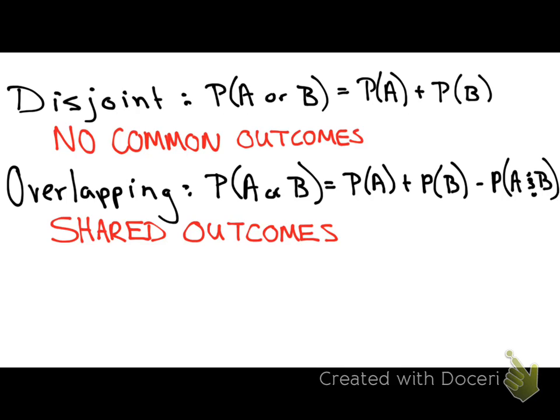Those are some scenarios. On your homework tonight, you're going to be given some scenarios, and you have to tell me, is it overlapping or disjoint? You kind of see the difference? Disjoint events can never happen together. They will have no shared outcomes. Overlapping events could possibly have some shared outcomes.